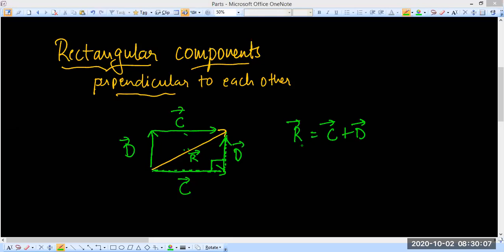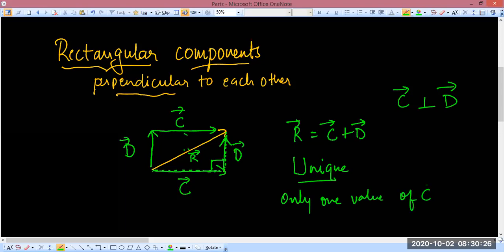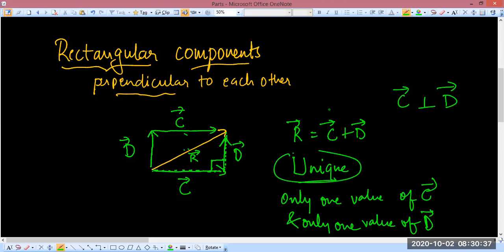Okay, so what's the nice thing about this? The nice thing about this is that this is unique. Matlab, if you do it like this, if you write it like this, so that C vector is perpendicular to D vector, then you can get only one value of C vector and only one value of D vector, right? I hope you understand what I'm saying. This is unique. If you do it rectangularly, then in this particular way it's going to be unique, right?